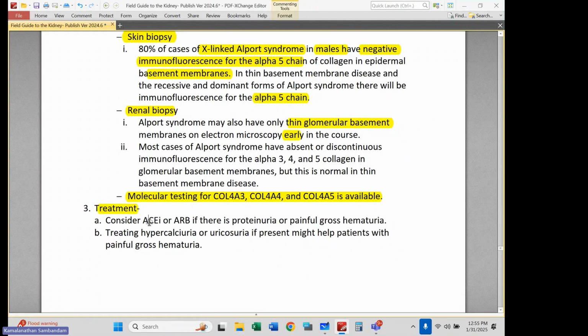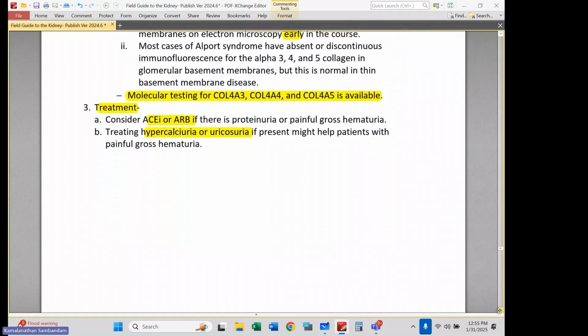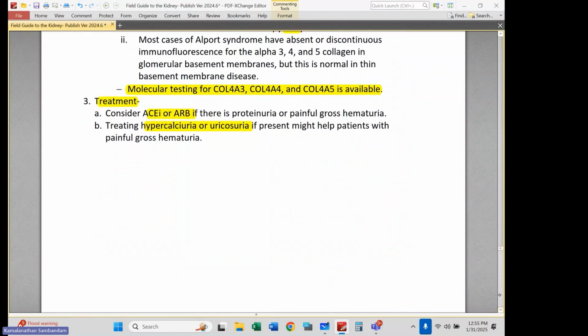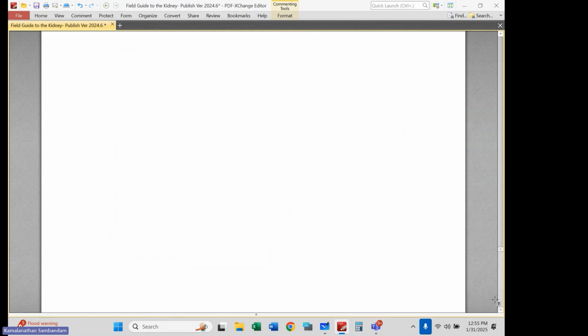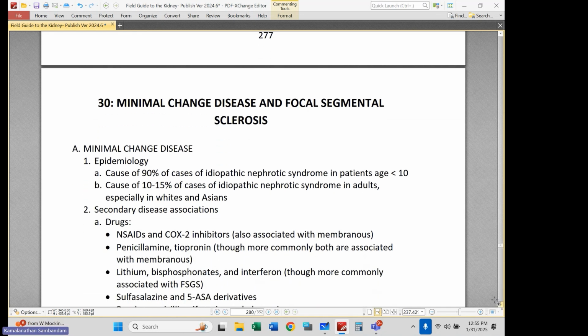Okay, treatment, ACE inhibitors, and then if you have a patient who has pain with hematuria, you can try certain measures like trying to treat the hypercalciuria or hyperuricosuria to try and reduce the rates of gross hematuria. Okay, and now again, there's some randomized trials that are underway for treating these diseases of glomerular basement membrane.